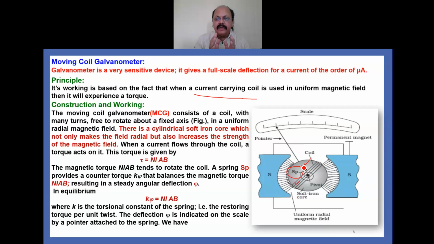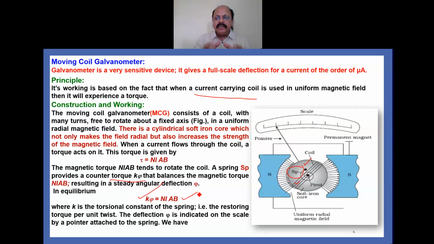Then in an equilibrium condition, this magnetic torque is equal to the counter torque, which is called restoring torque, so that a steady deflection takes place. So in equilibrium condition, K phi equals NIAB, where K is the torsional constant of the spring, which is a very important factor for increasing the sensitivity of the moving coil galvanometer.